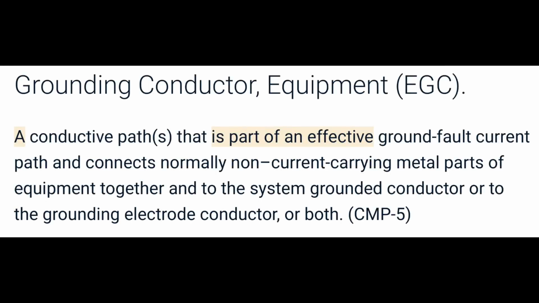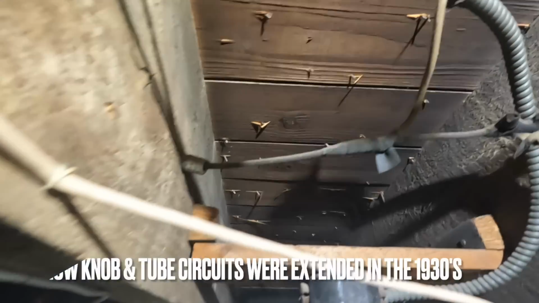The equipment grounding conductor is defined by the National Electric Code as a conductive path that is part of an effective ground fault current path and connects normally non-current carrying metal parts of equipment together and to the system grounded conductor or to the grounding electrode conductor or both at the main disconnect. We still use that wiring today, but we no longer can extend knob and tube circuits. It just doesn't meet the code.